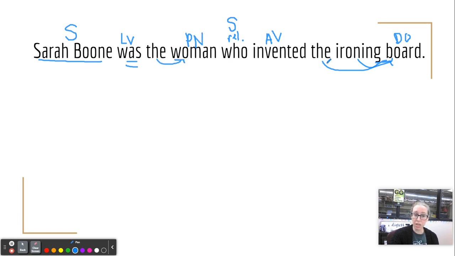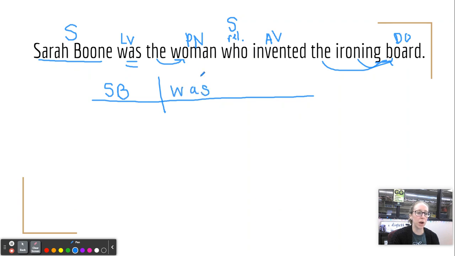So now that we have this all labeled, we can draw our diagram. And remember, you draw a separate diagram for each of your different clauses. So we'll start with this main clause here. Put this at the top. Oh, look at that line. That was beautiful. Okay, and again, I'm just going to abbreviate, but you're going to write out the whole thing. So Sarah Boone is our subject. Separate it from our verb, which is was. And then we have a predicate nominative, so we do a little slanted line. And then woman is going to go here. The will go underneath woman.